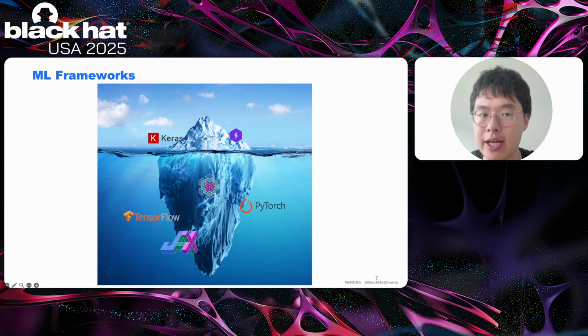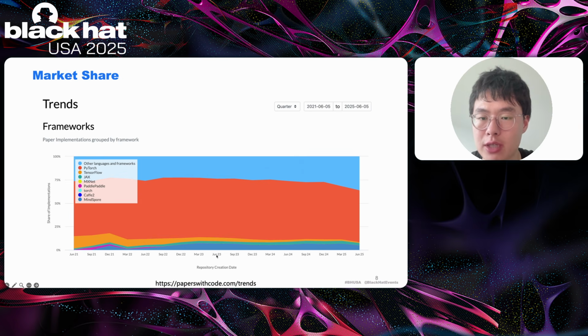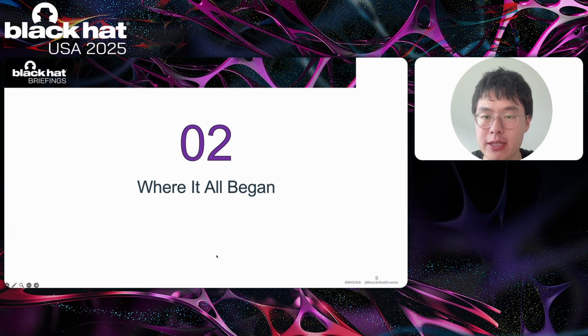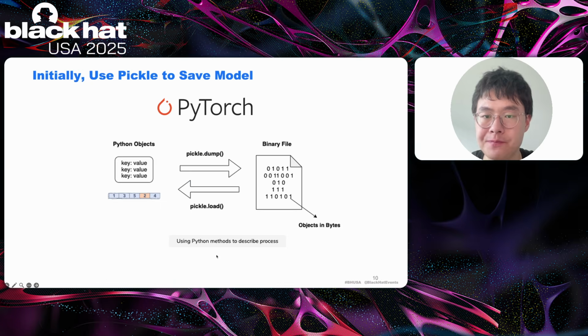But to be honest, in the field of machine learning there are many popular frameworks and well-known projects like TensorFlow and Paddle. However, according to the official Papers with Code website, you can see that PyTorch has undoubtedly been the most popular machine learning framework. So if someone can find some bugs in such a famous machine learning framework, that will be a really cool thing. Next, the second part, where it all began.